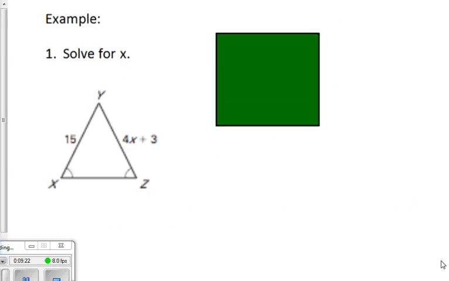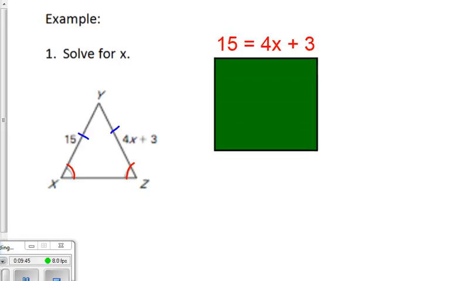Okay, using that information then, we have 2 last examples here. We need to solve for x in this case. We are given a triangle, XYZ, and again, it gave us these little swoops here saying that these 2 angles are going to be congruent to each other. Okay, what does that tell us? Well, it tells us that these 2 sides are congruent to each other. So using that information, we can say that 15 equals 4x plus 3.